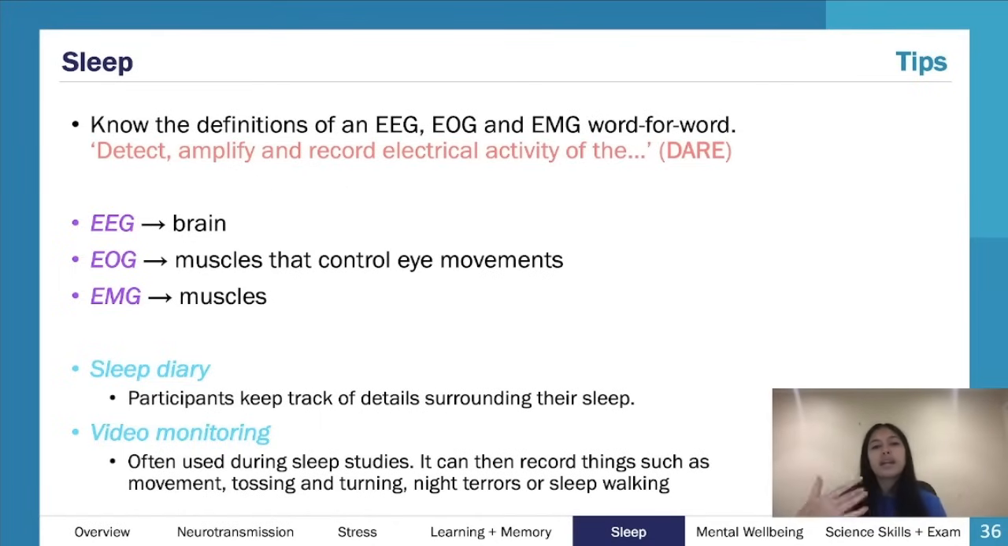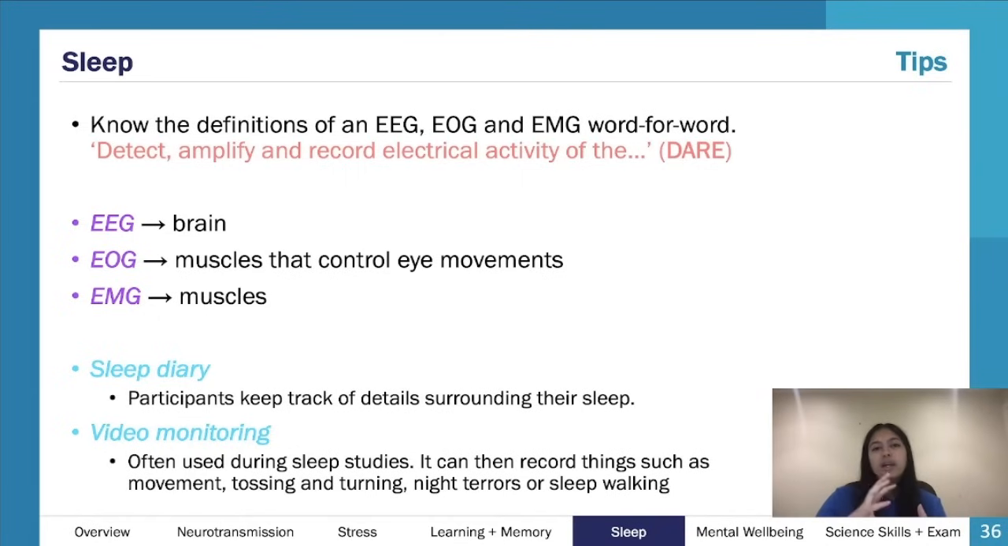But if you were to say detect, amplify, and record electrical activity of the eyes, it's implying that you're sticking an electrode on the eyeball. And you're not. So you don't detect the actual electrical activity of the eyes. It's the muscles that control the eye movements. I don't know, VCAA are just very technical about it.